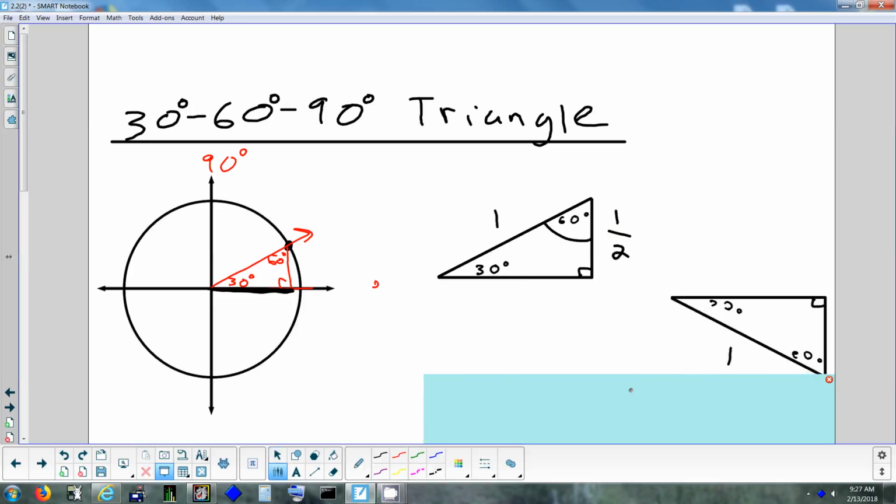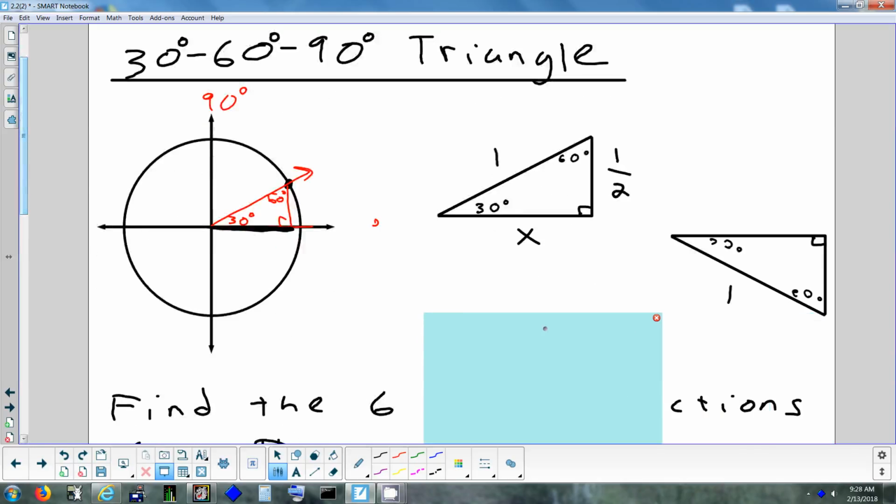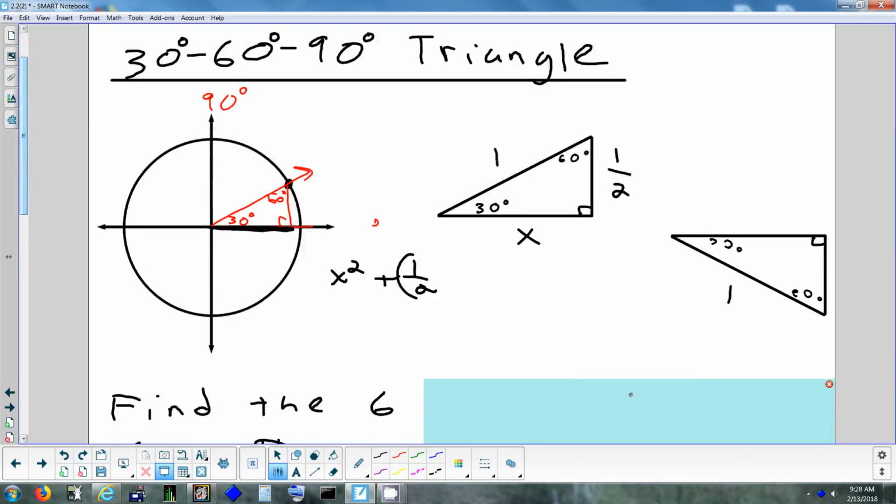And now we've got a 30, 60, 90 triangle where we know 2 out of 3 of the sides. What could I call the last side that I don't know? Sure, call it x. Now use the Pythagorean Theorem. We can now solve for x. Okay, so let's set that up. I've got my 2 legs: x squared plus a half squared equals 1 squared.